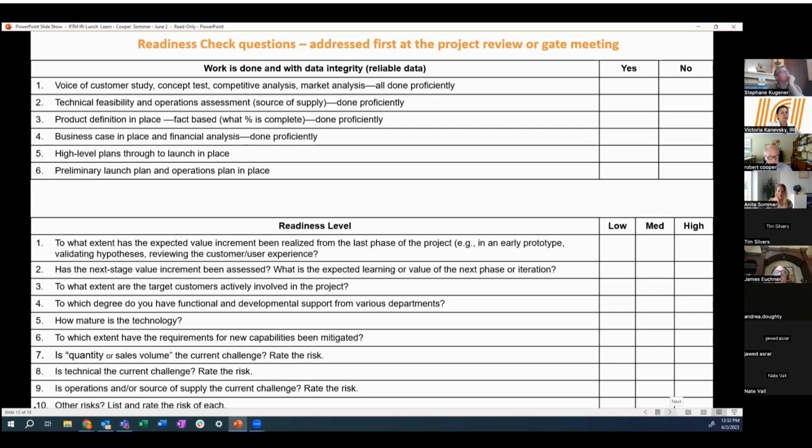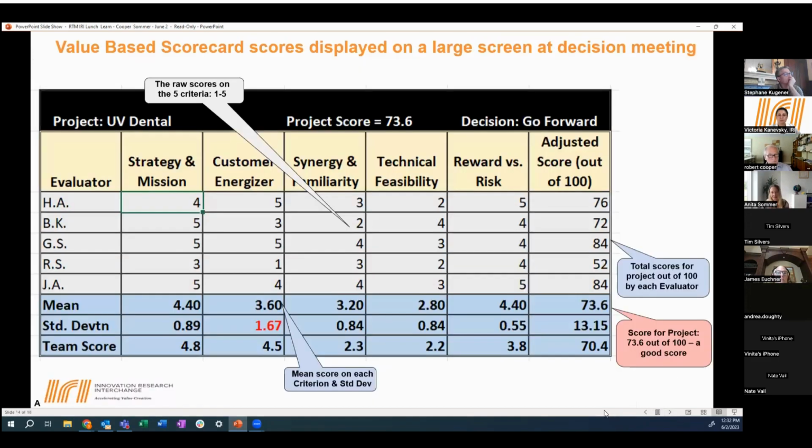A couple of other questions there, right? So this is a quite easy tick box list. So you don't have to do a huge amount of work, but it still quantifies in terms of are we then ready to move to the next level. All right, next slide.